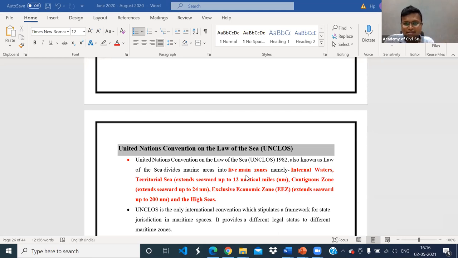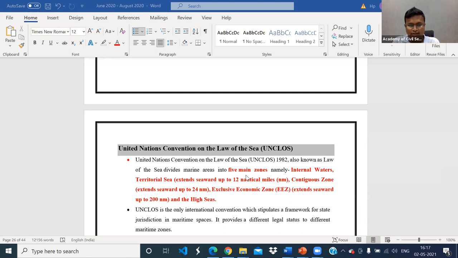Yes. The United Nations Convention on the Law of the Sea, also known as the Law of the Sea, divides marine areas into five major zones. One is internal water. Internal water means our coastal region. It is our own thing only. The second one is territorial sea. Territorial sea means the sea water extending up to 12 nautical miles. A nautical mile is a measurement of distance, like an earlier mile. Up to 12 nautical miles from India, it is the territorial sea of India. We have the territorial sovereignty.